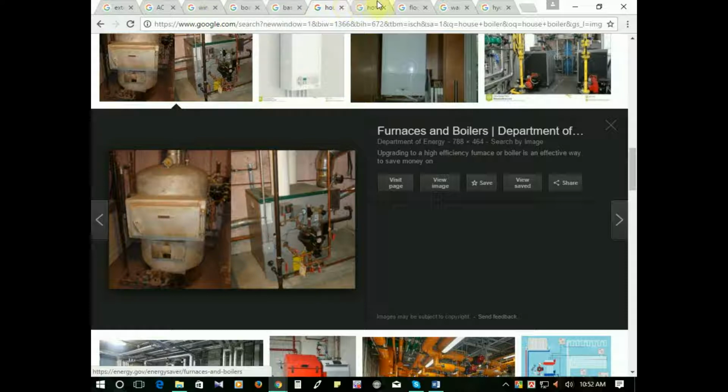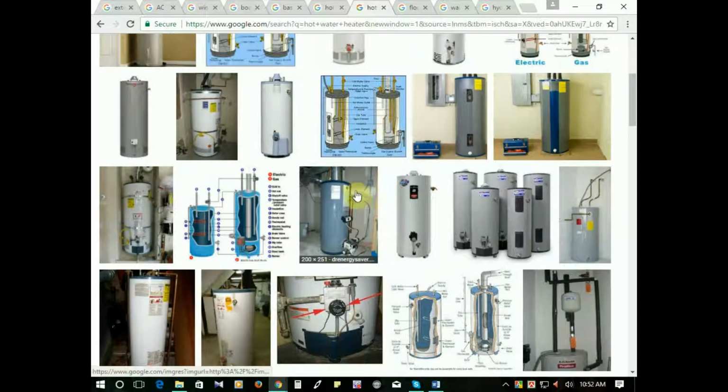Two other appliances that all houses or most houses will have are hot water heaters.